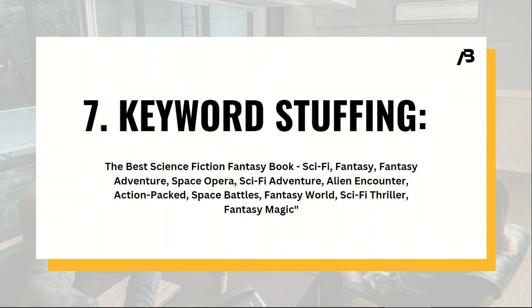Number seven is keyword stuffing. Now, this is not just bad, this is not just unprofessional, this is also against Amazon terms and policy. Amazon is against keyword stuffing. Keyword stuffing, for instance, is trying to just combine every keyword you have in your book title or in your subtitle. And you can see from this example we have here, it's saying the best science fiction fantasy book, sci-fi fantasy adventure, space opera, sci-fi adventure, alien encounter, action packed, space battles, fantasy.